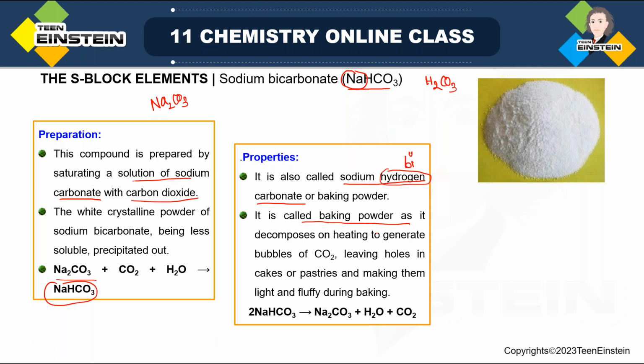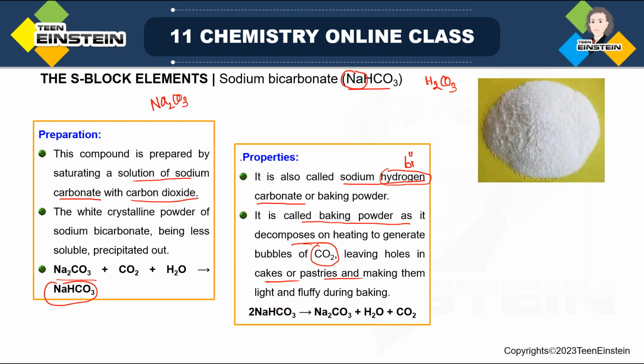It is called baking powder because when it is heated, there is decomposition of this molecule and bubbles of CO2 are generated. This baking powder is used in the preparation of cakes and pastries, and because of these CO2 bubbles it leaves some holes in the cakes and pastries, which gives it a fluffy nature. Light and fluffy nature we are getting because of this particular property of NaHCO3. So this is the purpose why we use NaHCO3 in the preparation of cakes and pastries, to generate this type of fluffy nature. And this is because of this reaction.